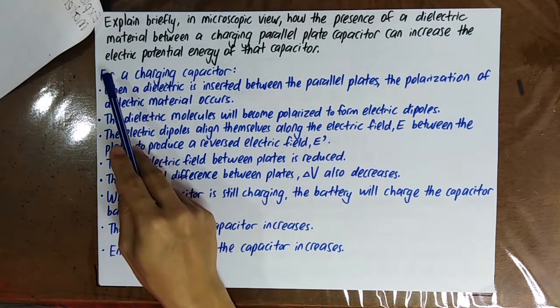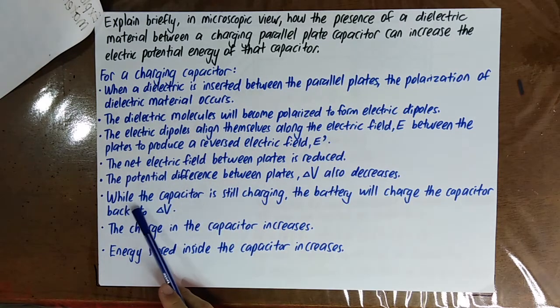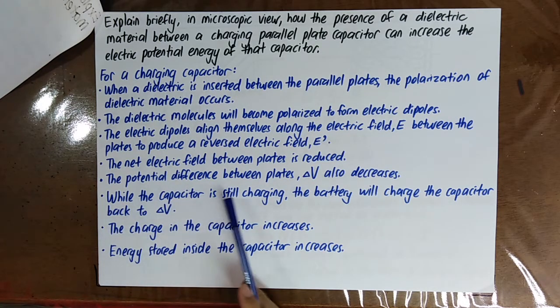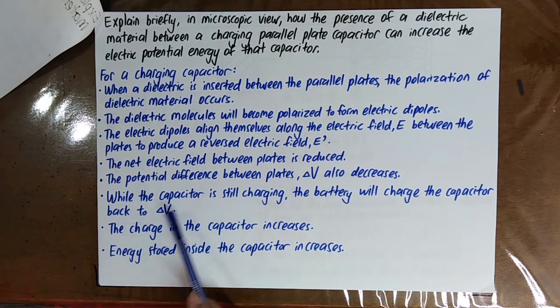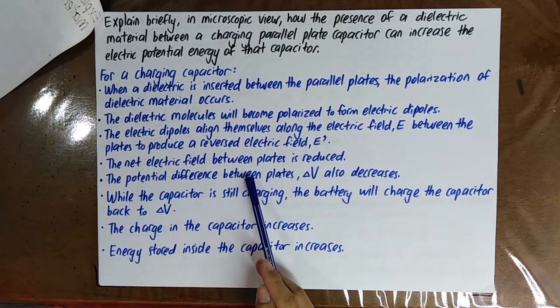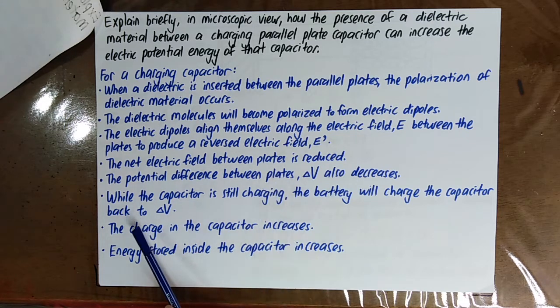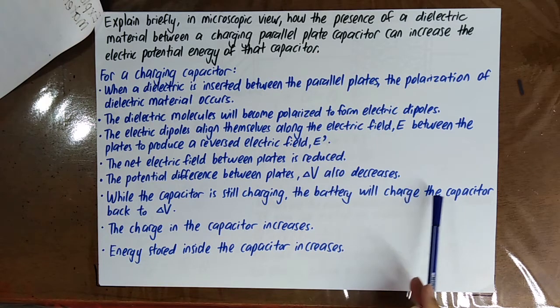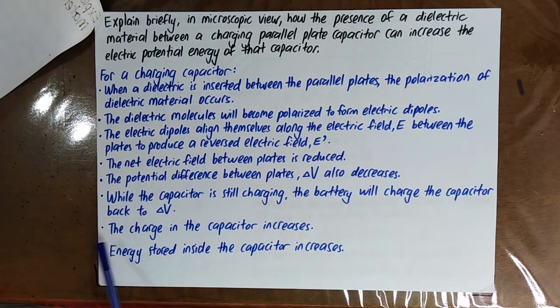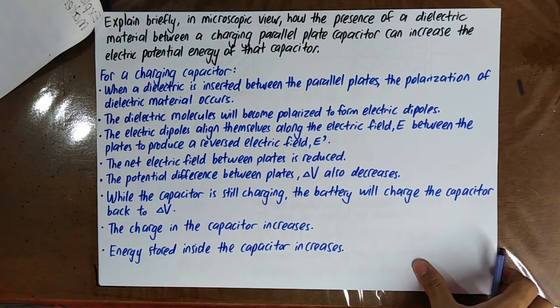Okay, for a charging capacitor, while the capacitor is still charging, the battery will charge the capacitor back to the initial potential difference between the plates. And so that while the battery is charging the capacitor, you know that the charge in the capacitor increases, so that the energy stored inside the capacitor will increase also.